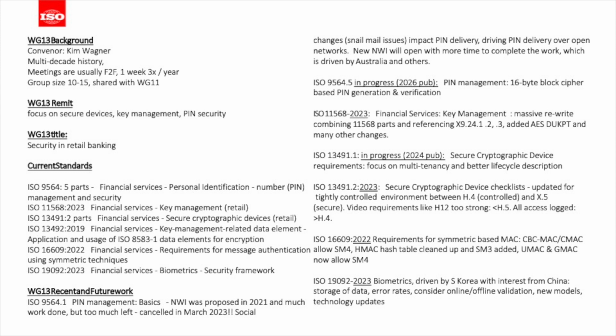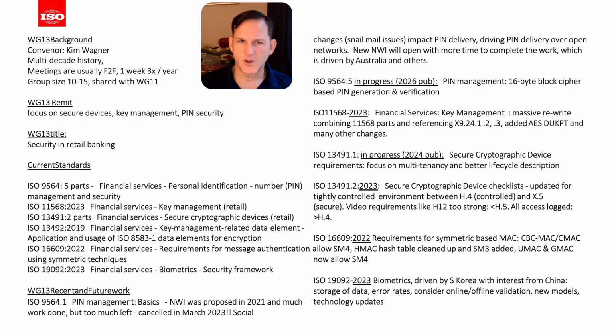The background here, again, the convener is Kim Wagner. Another group with a multi-decade history going back definitely to the 1990s, if not further. If you look at the standards on the ISO website and try to determine the history, it actually cuts off because ISO itself has switched standards maintenance tooling over the years. I'm sure I could do a bit more research and see how far back it goes, but it definitely goes back to the 1990s.